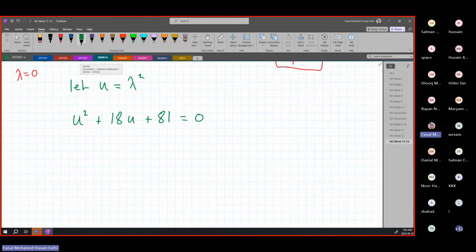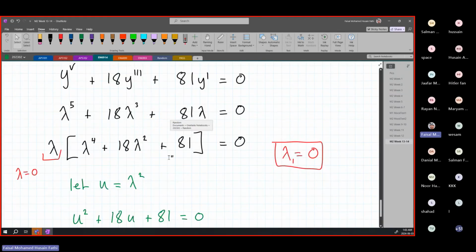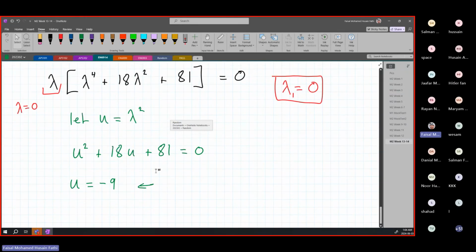I get that u is equal to -9, and that's it. u is just equal to -9. So this is a repeated root for this case. Give me 1 second. Here we have 18, 1 plus 81. This should be negative. I don't know why this isn't coming out as negative. 1 second. Okay, yeah, I know why.